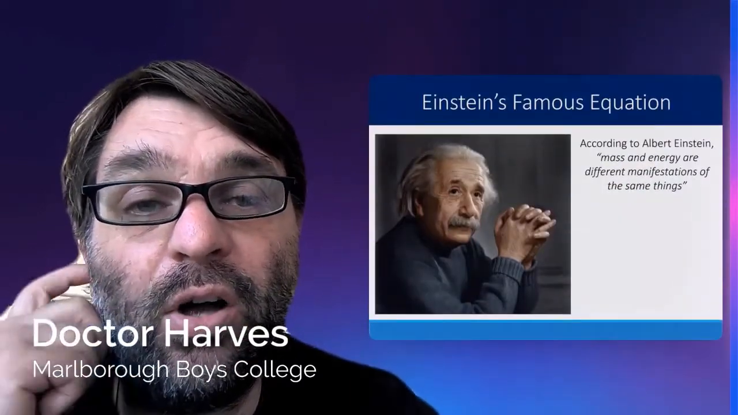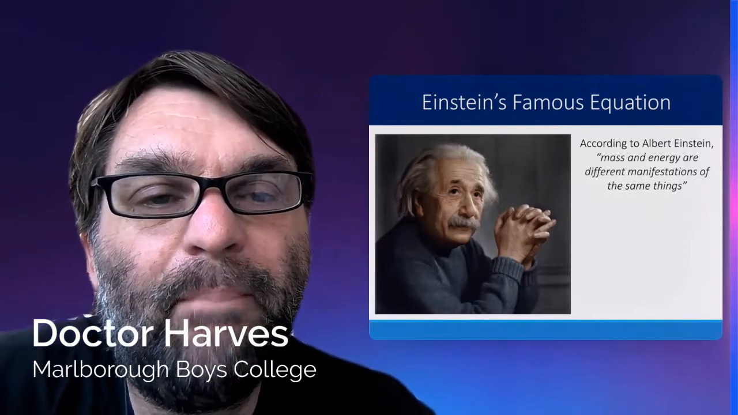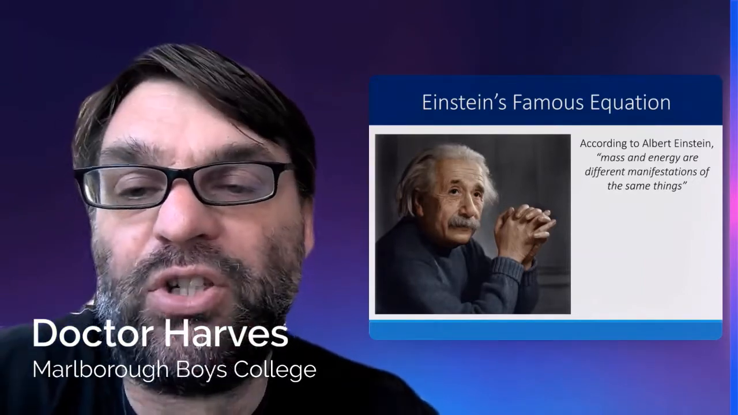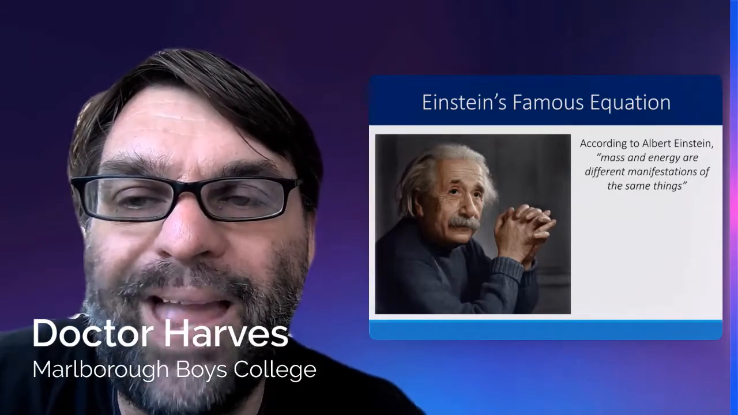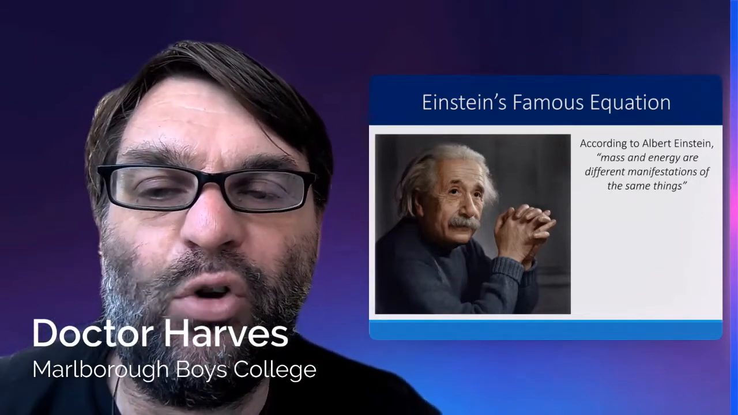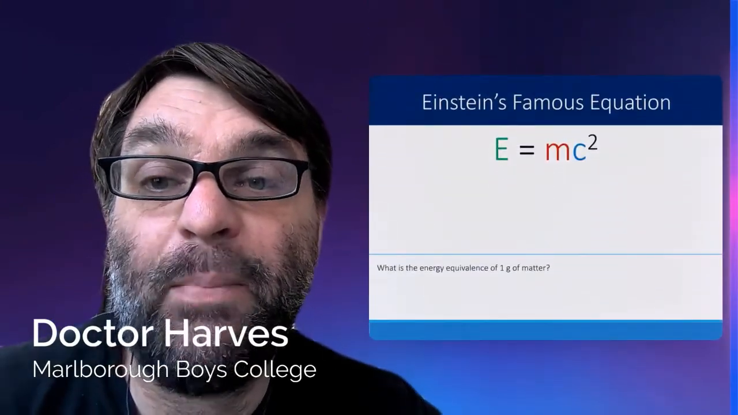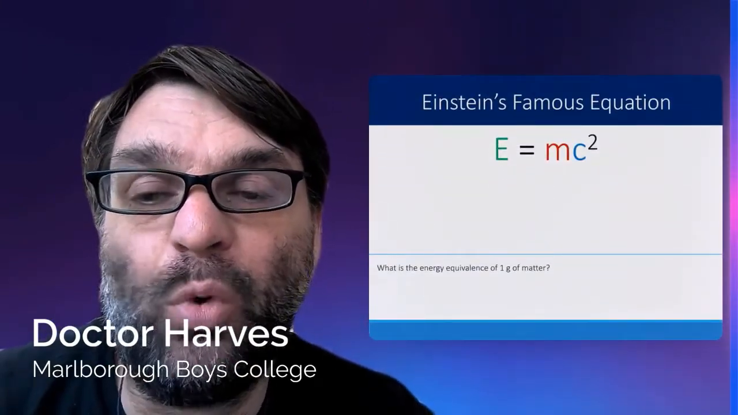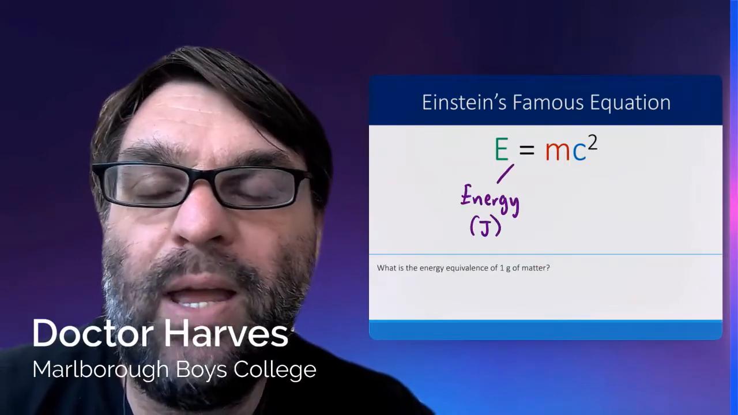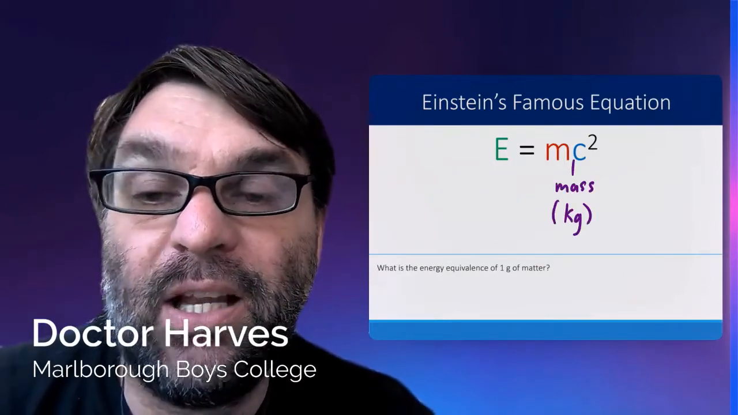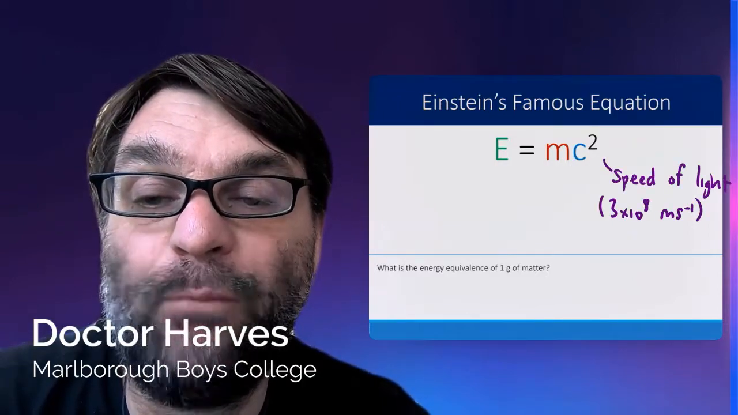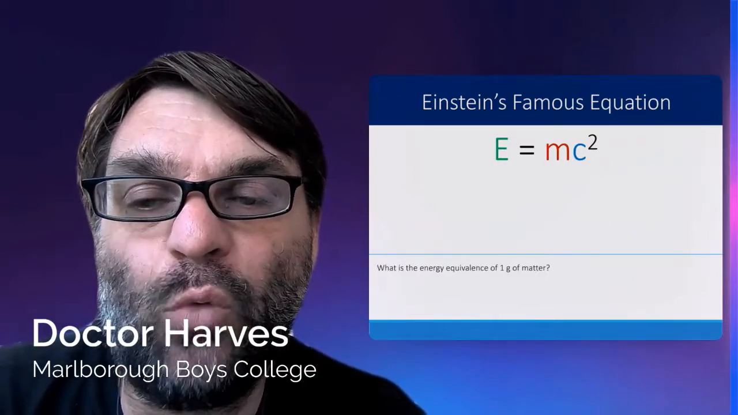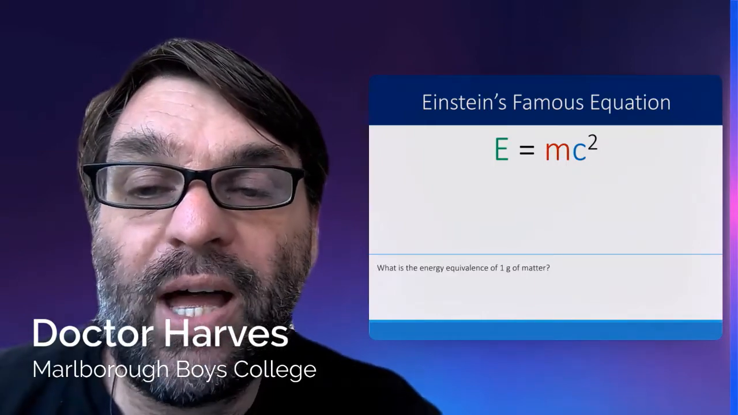So in terms of Einstein's famous equation, mass and energy are different sides of the same coin, different manifestations of the same thing. So energy can be transferred into mass, and mass can be transferred into energy. And that's the famous equation, E equals mc squared, where E is energy in joules, m is mass in kilograms, and c squared is the speed of light, 3 times 10 to the 8, all squared.